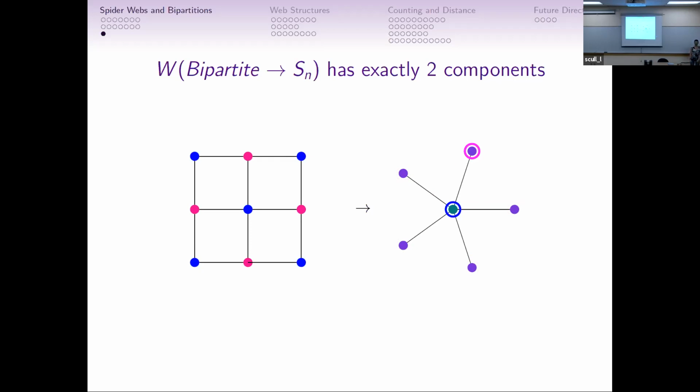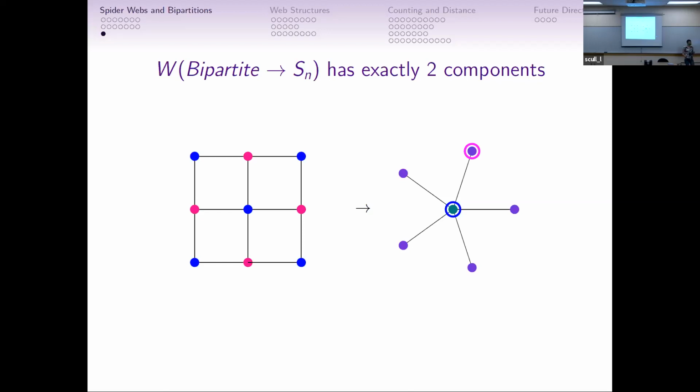And since all blues only have edges to pinks and all pinks only have edges to blues, I know for sure this is a homomorphism. And by a series of spider moves, everything else that mapped pinks to the outside will be connected in the web to this. And then the other component comes from mapping pink to the center instead.